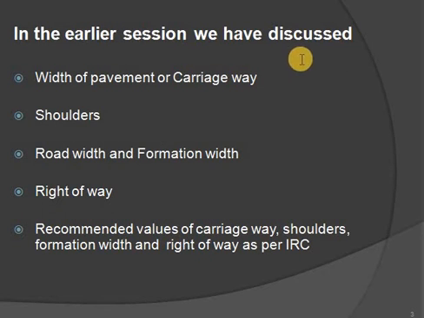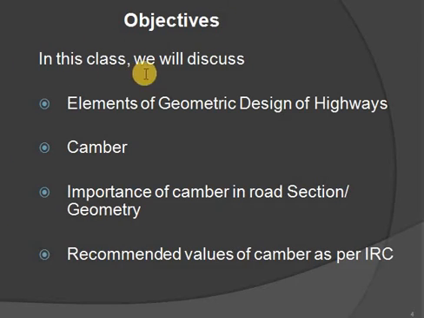In earlier sessions, we discussed the width of pavement or carriageway, shoulders, road width, formation width, right of way, and the recommended values of carriageway, shoulders, formation width and right of way as per IRC. Those were the topics of the previous class. Now, in this class we will discuss elements of geometric design of highways, camber, importance of camber in road section or geometry, and recommended values of camber as per IRC. These are very important topics in this chapter.